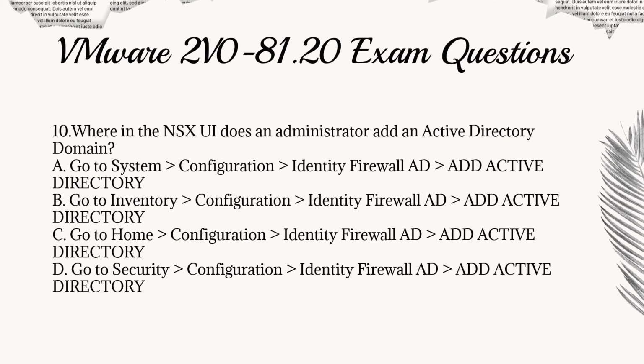10. Where in the NSX UI does an administrator add an Active Directory domain? A. Go to System, Configuration, Identity Firewall, add Active Directory. B. Go to Inventory, Configuration, Identity Firewall, add Active Directory. C. Go to Home, Configuration, Identity Firewall, add Active Directory. D. Go to Security, Configuration, Identity Firewall, add Active Directory.